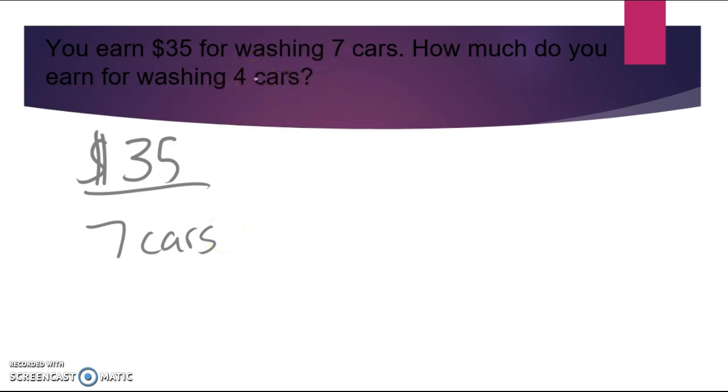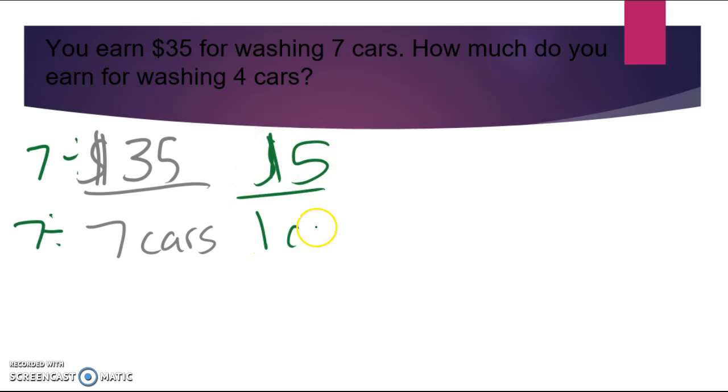The easiest way to do this, because you will have one like this on your test, is to turn this into a unit rate. So if I need to make this over 1, I'm going to divide by 7 here, and I'm going to divide by 7 there. 35 divided by 7 is $5 for 1 car. So if I know it's $5 for 1 car, I need to figure out how much money it would be for 4 cars. In order to get from here to where I'm trying to end up, which is 4 cars, I'm going to multiply by 4.